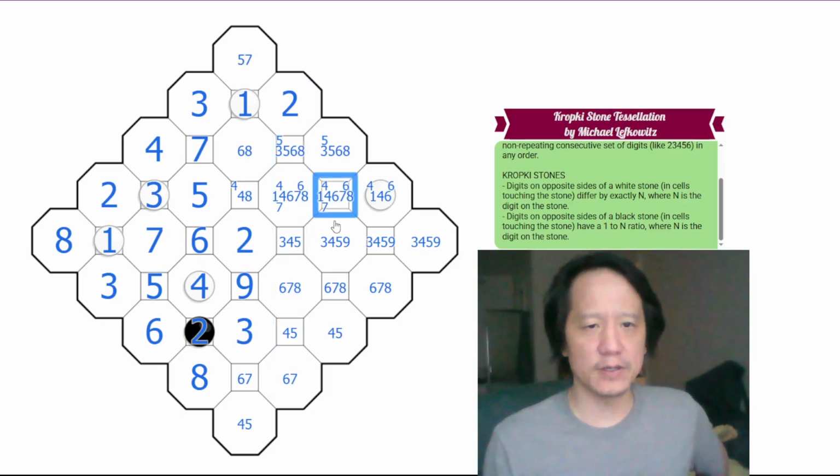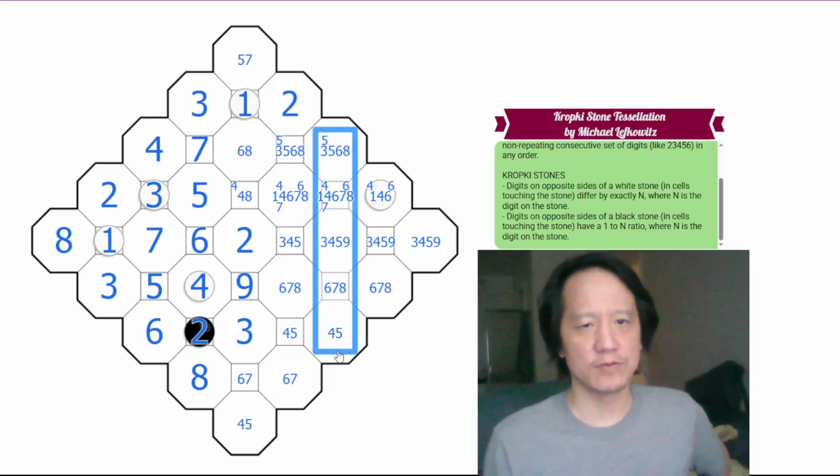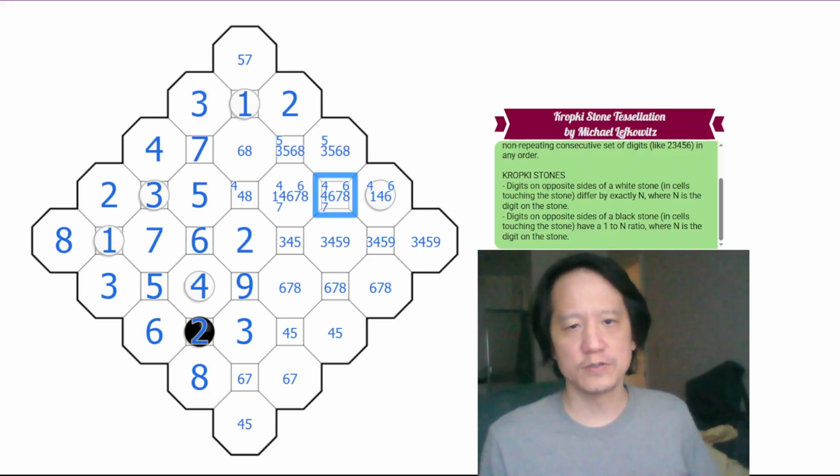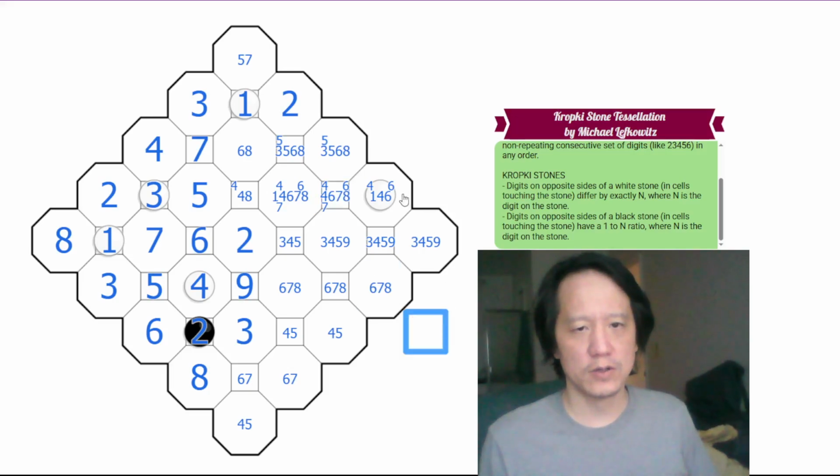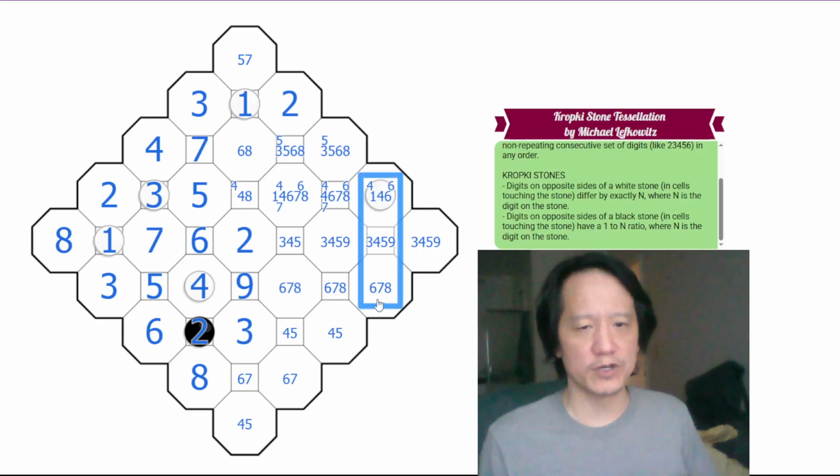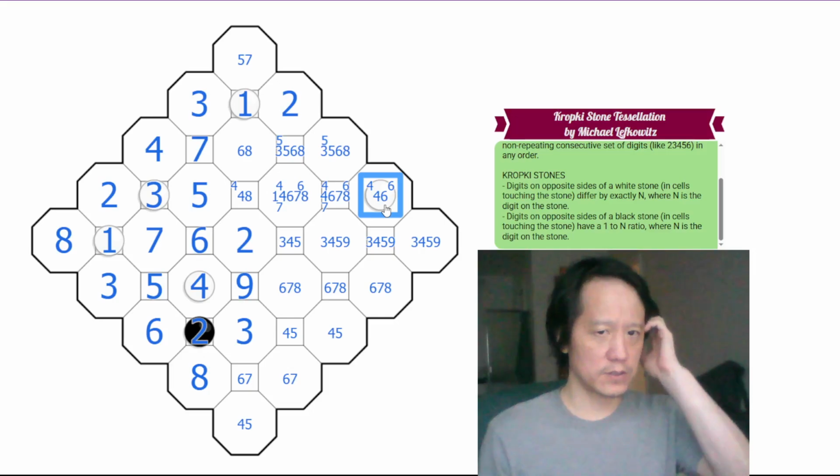1 cannot be here because there's no 2 in this column. So 1 can never be here. And this can never be 1 because this red band would not have a 2 either. So this can't be 1.